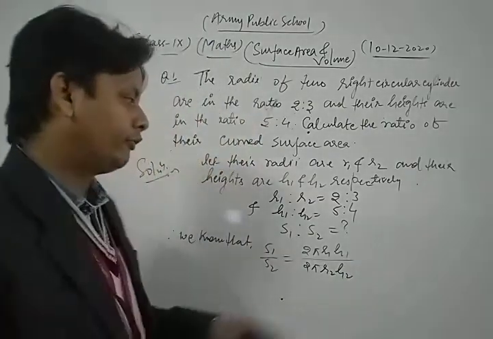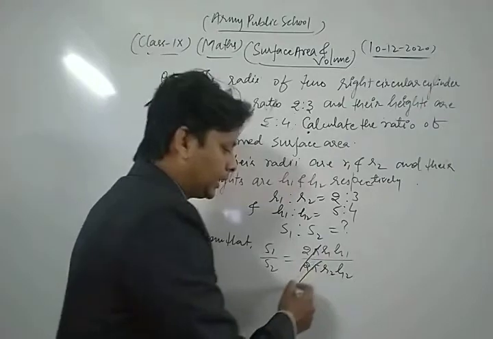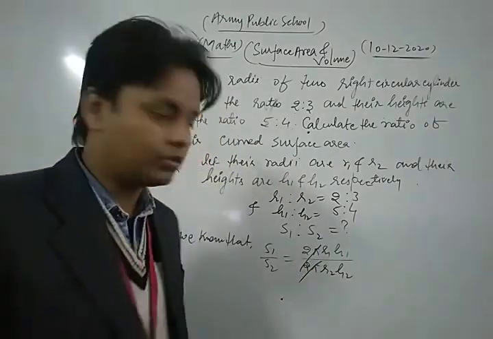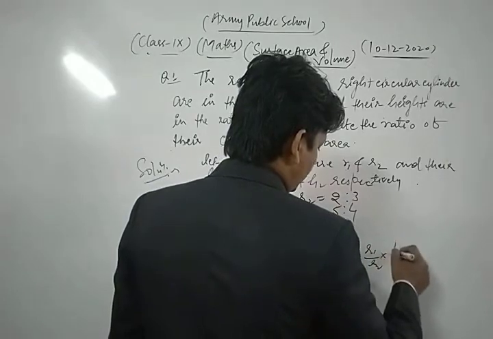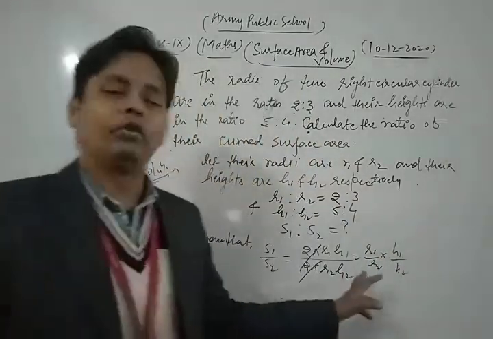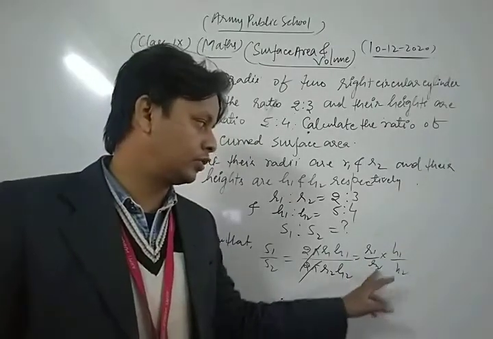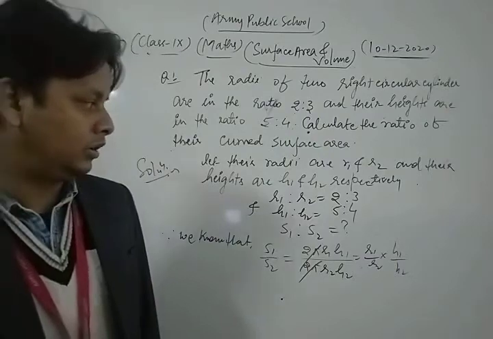This is the formula for their curved surface areas. Now let's see here, the 2 pi cancel each other, so we get R1 upon R2 into H1 upon H2. Now we put the values of R1 upon R2 as well as H1 upon H2, which are given in our question.